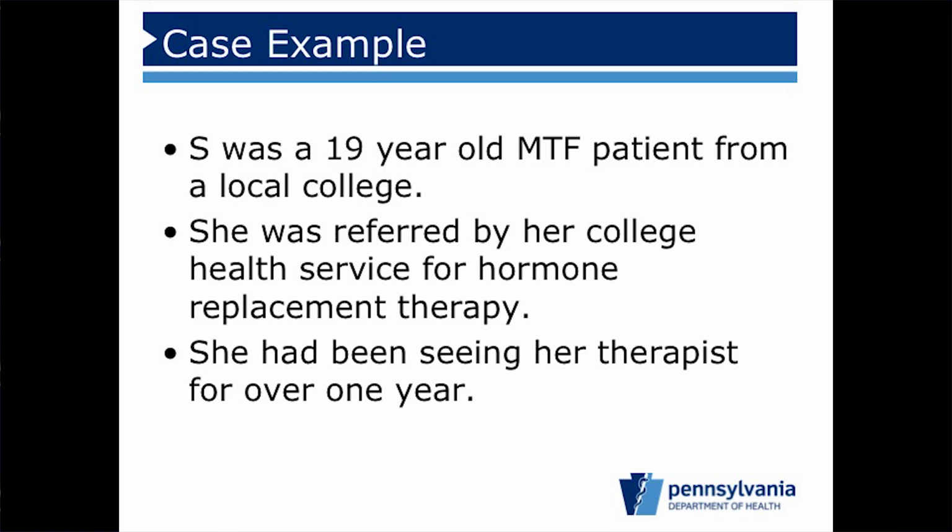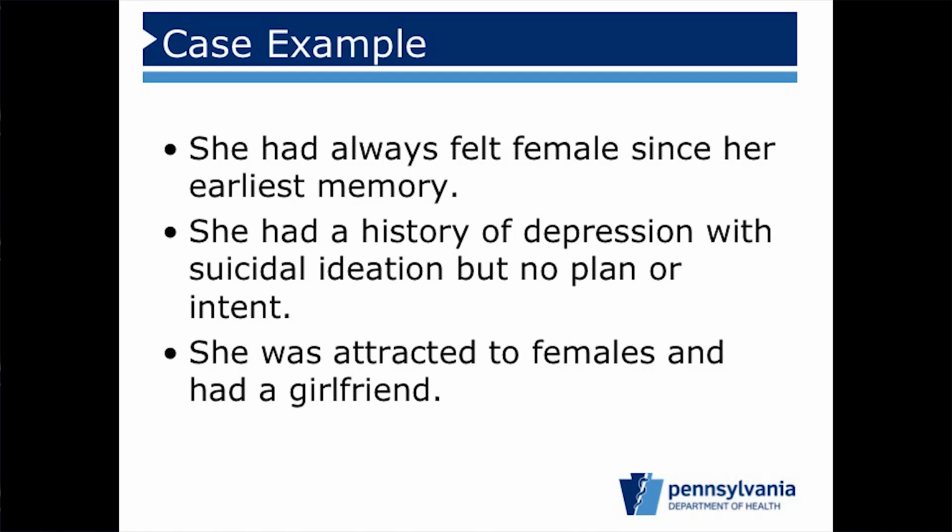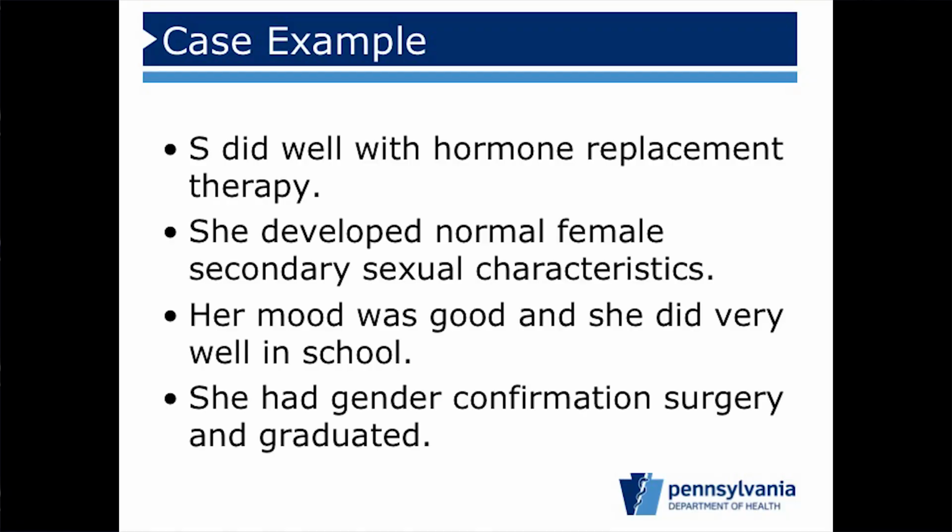So this would be a patient that I had been commonly seeing at Penn State Hershey. 19 years old, M to F means male to female, referred by her college health service for evaluation, been seeing a therapist, felt female since her earliest memories, somewhat depressed about all of this and coping with it and the discrimination that she was feeling. She was attracted to girls, and she had a girlfriend. And so she was evaluated. She was treated with hormone replacement therapy. She developed female secondary sexual characteristics very nicely. She did well in school, and she had gender confirmation surgery and went on to graduate school and lived her life.